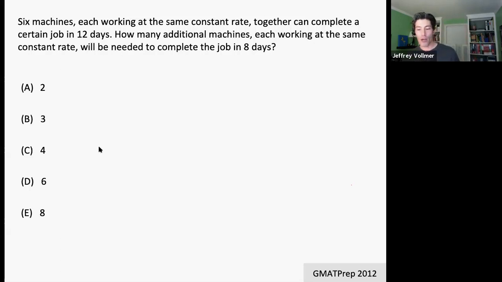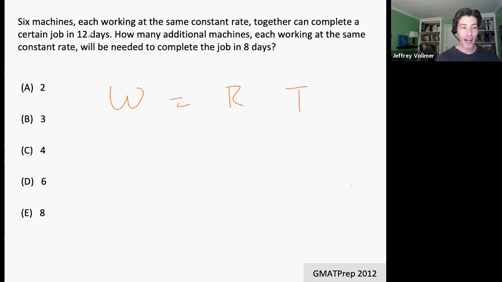So let's figure out what's going on here, right? We've got our work rate equation. Work equals the rate times time, okay? And what we've got here is one job, a certain job that gets done. I just want to see what it's going to take to get the same job done in less time. So the amount of work being done total is not changing. What we are changing is the number of days, right? We're going from 12 days to 8 days.